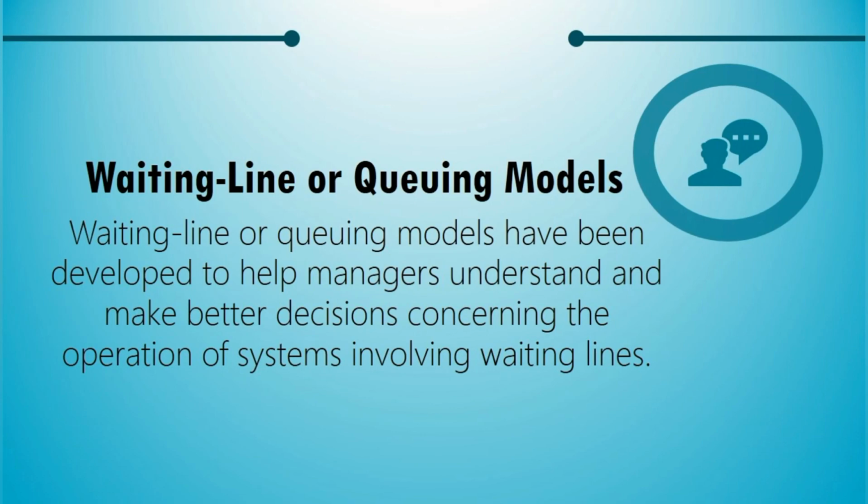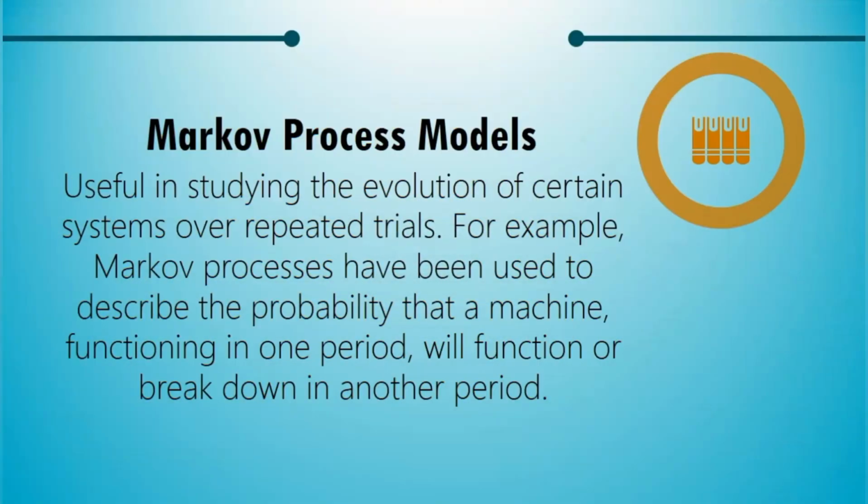Another technique or model that is also very effective is the Markov process model. It is useful in studying the evolution of certain systems over repeated trials. For example, Markov processes have been used to describe the probability that a machine functioning in one period will function or break down in another period. This is important for us to know the life of the machine we have in our business.